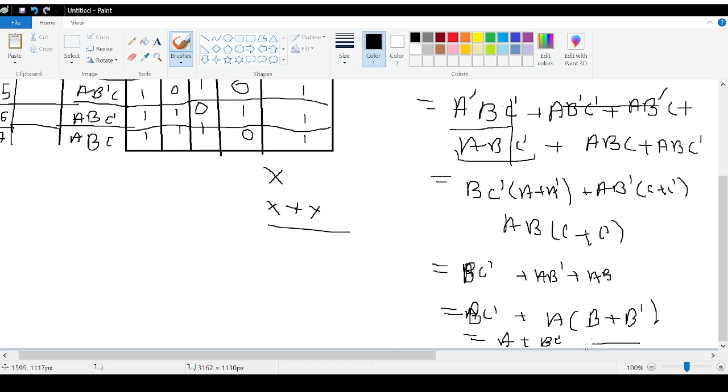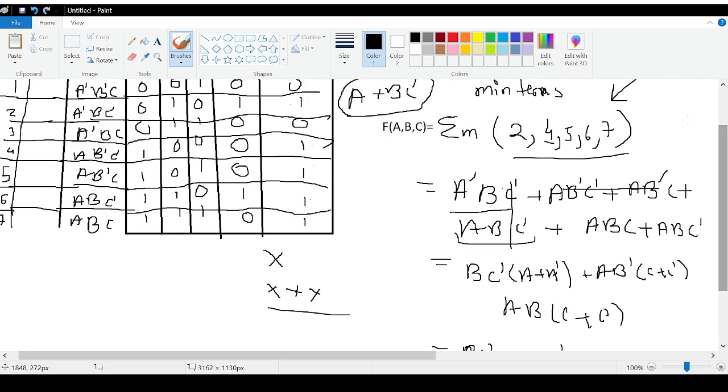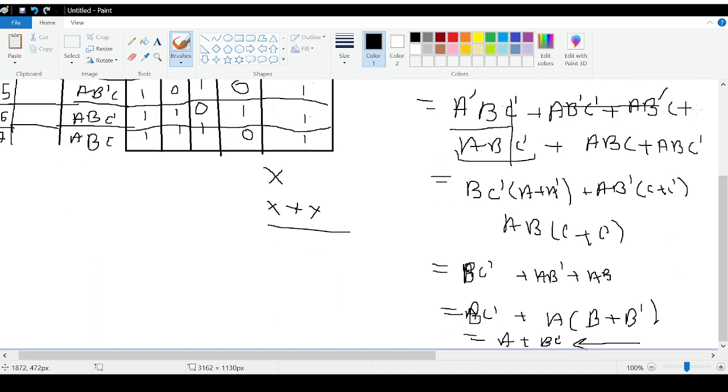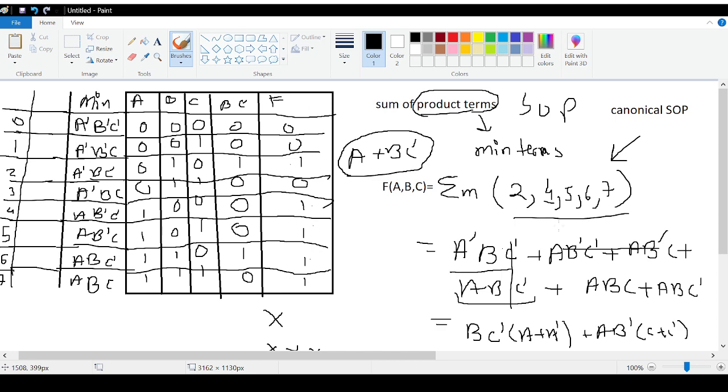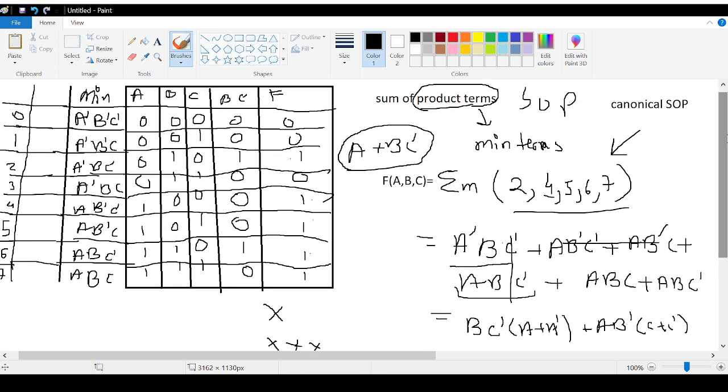So this is my simplified form, and this is my canonical SOP form. Is this clear, guys? Okay. So this is how we can find the equation from a truth table, but this is in SOP. Now let's learn how to do it in POS.